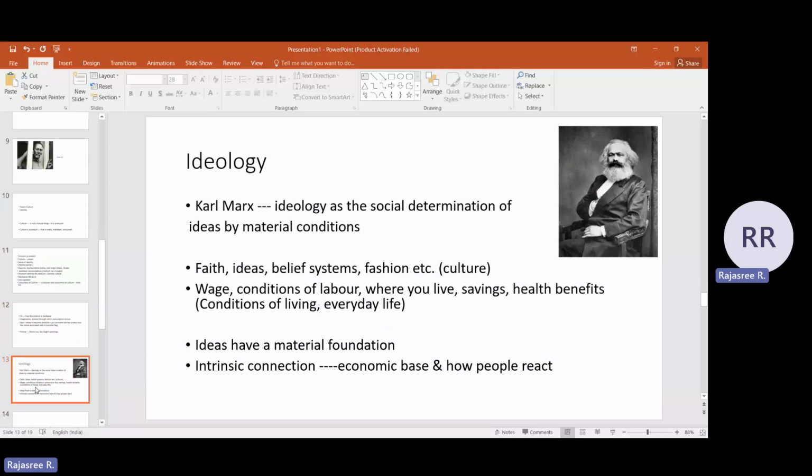Everything is based on this economical status, financial status, your fashion, your belief system, ideas, faith. See, that is what culture is.